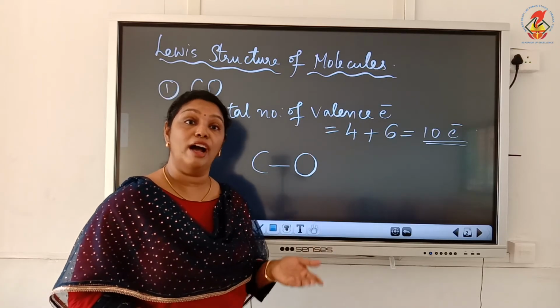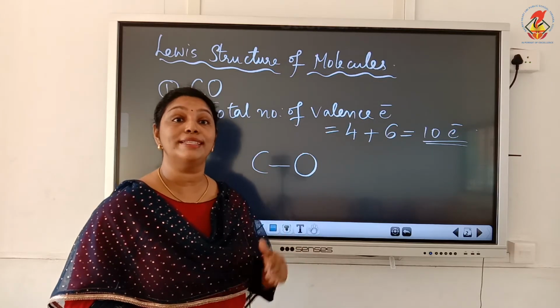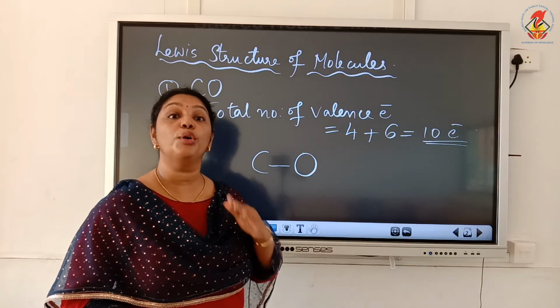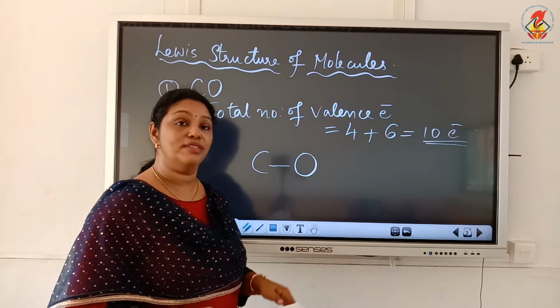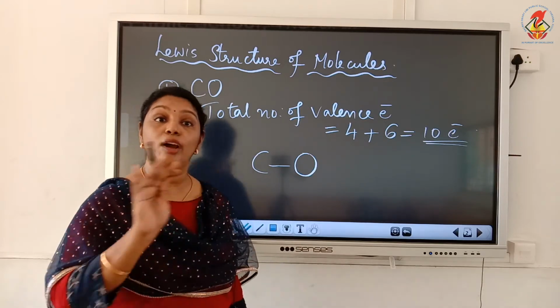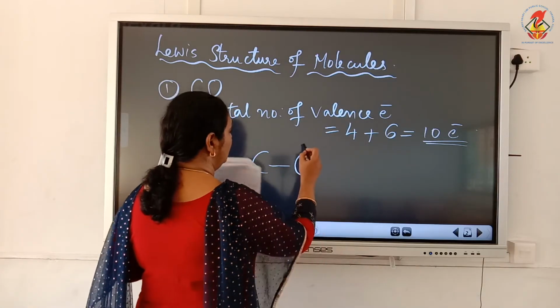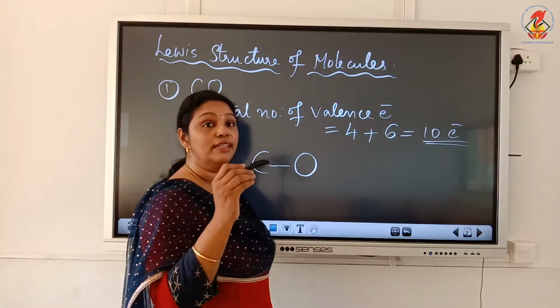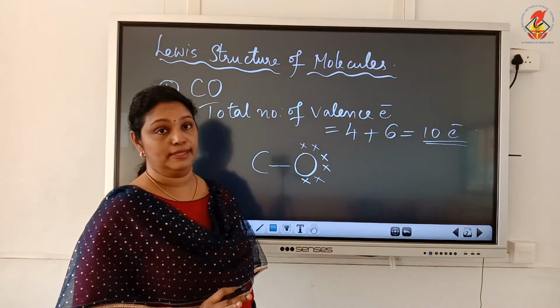Now the next step, after drawing a single bond between the atoms, you complete the octet around the electronegative atom. Which is the most electronegative atom among carbon and oxygen? It is oxygen. So complete the octet around oxygen. So how many more electrons should I put for oxygen? Now I am going to show the electrons with a cross sign here. So 1, 2, 3, 4, 5, 6. Now this bond is 7, 8. So the octet around oxygen is complete.